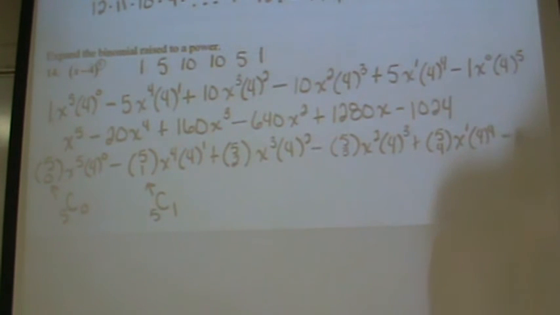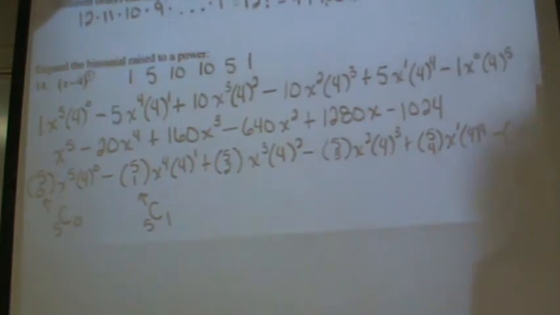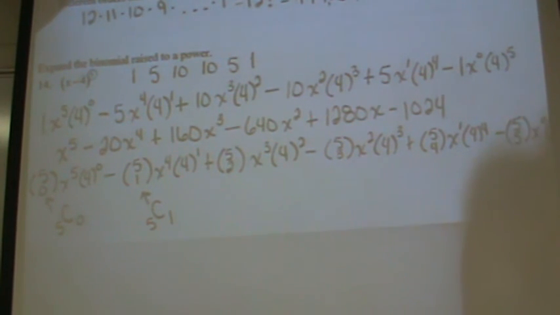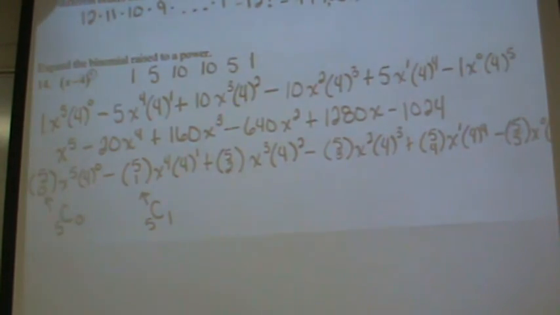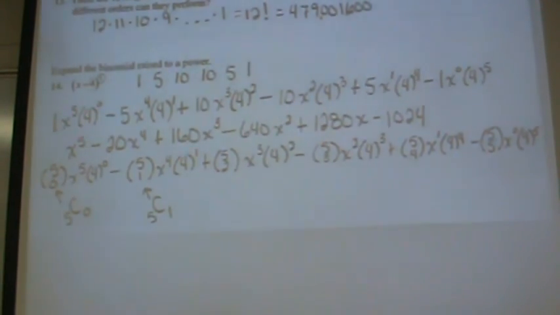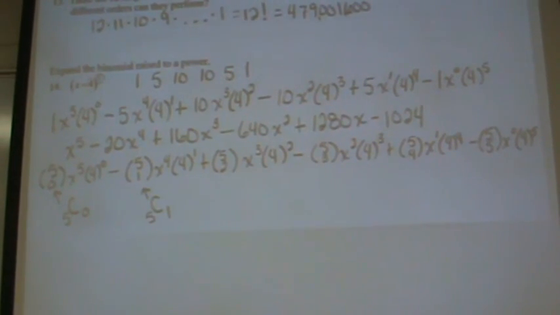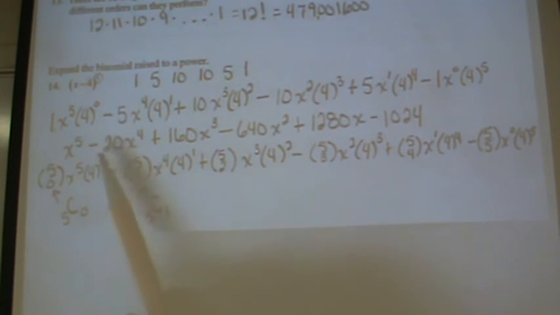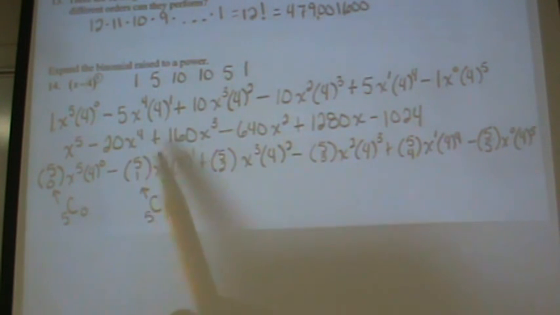And subtracting, our final part is 5 with a 5, x to the 0, 4 to the 5th. And that's how you would write it out using the combinations notation. And it would simplify exactly the same as the Pascal's triangle. So you would still get the x to the 5th minus 20x to the 4th, and so on.